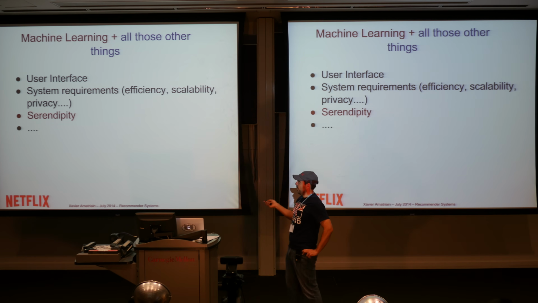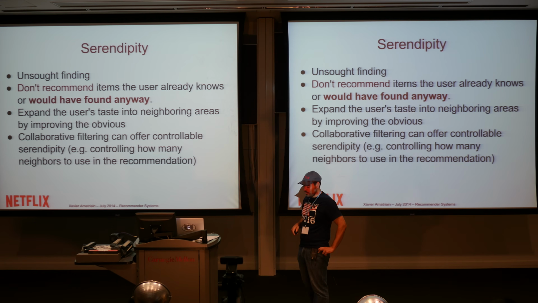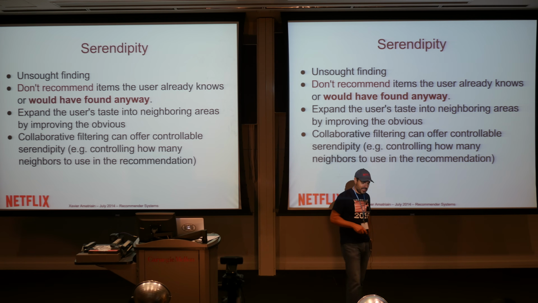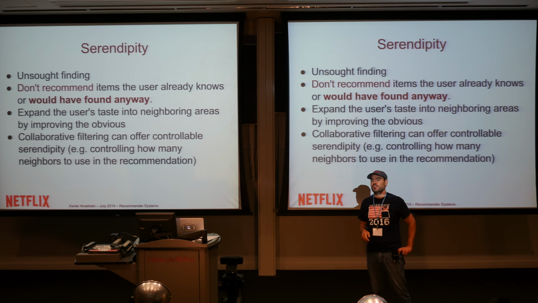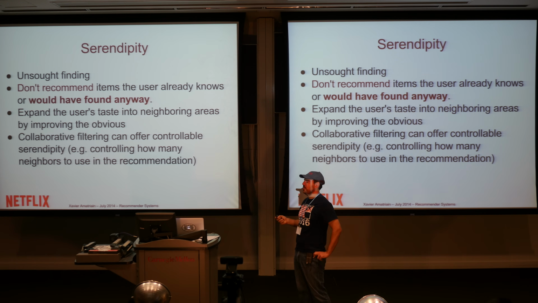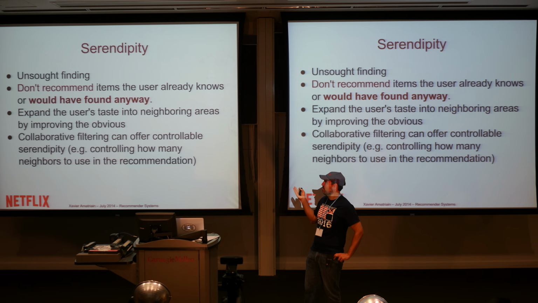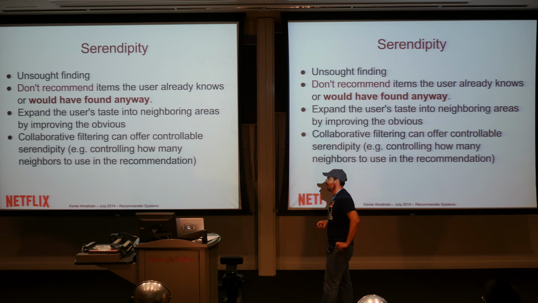And serendipity, I'll get into a little bit, but it's something that is really not easy to address from a machine learning perspective, because this goes beyond the definition of the utility function that I was describing originally. Because serendipity, by definition, is when you find something that you didn't even know that you were looking for, right? So it's an unsought finding.